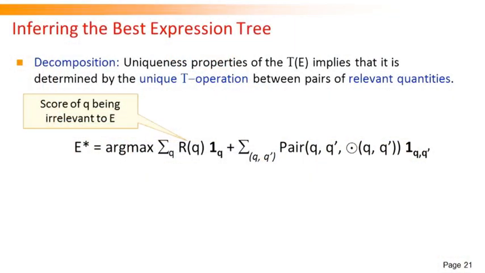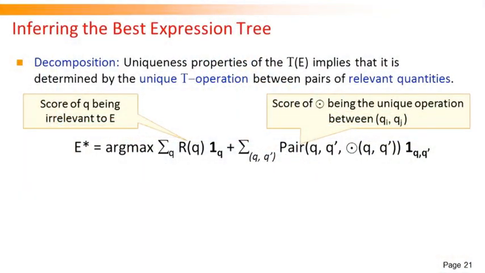And this allows you, again, to put together an objective function where part of it scores all those quantities that are irrelevant to the expression, and part of it scores all those pairs of quantities that are involved in some operation. And I want to optimize this, or argmax this, subject, again, to some expectations that I have. In this case, some of the expectations are legitimacy. I just want to make sure that what I construct is a legitimate expression tree. But more importantly, I have some expectations from the answers that I read of the text.